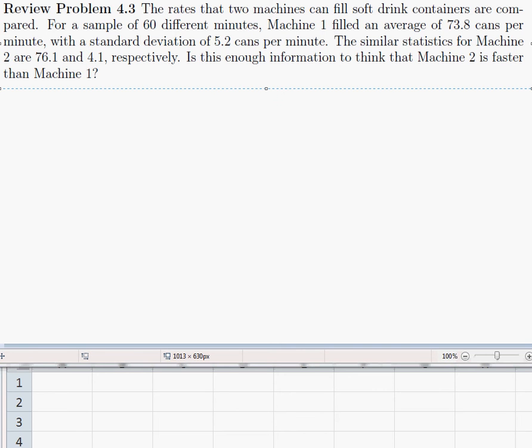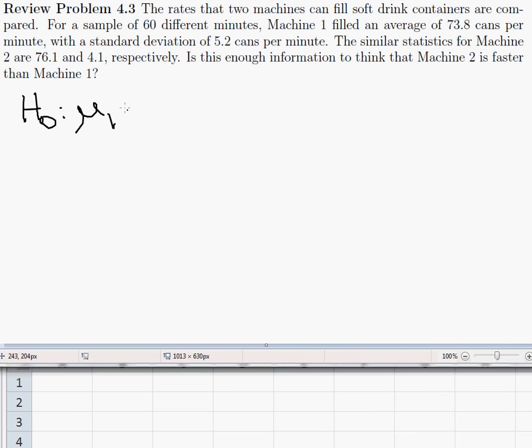Let's now talk about problem 4.3 that involves the difference of two averages. The data this time is unpaired because we have two samples that come out of two different machines, even though we have a sample size of 60 for both of them. For this one, the null hypothesis will be that the two means are the same, while the alternative hypothesis will be that the first average is less than the second average.